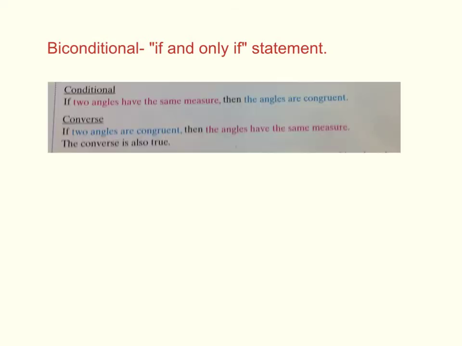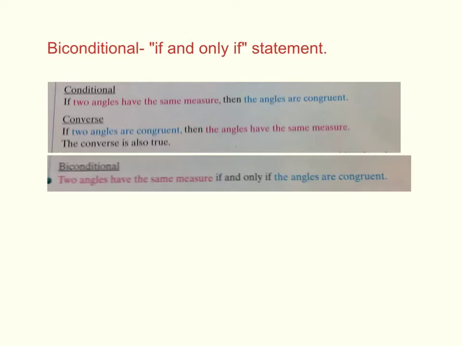Let's say we have the conditional. If two angles have the same measure, then the angles are congruent. That statement is true. Its converse would be if two angles are congruent, then the angles have the same measure. Since the conditional and its converse are both true, we can form the biconditional. Again, both the conditional and its converse have to be true in order to form the biconditional.